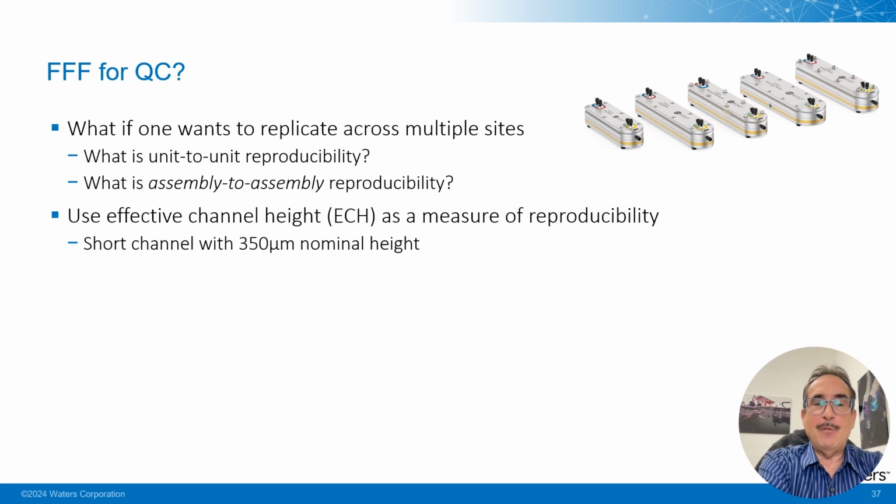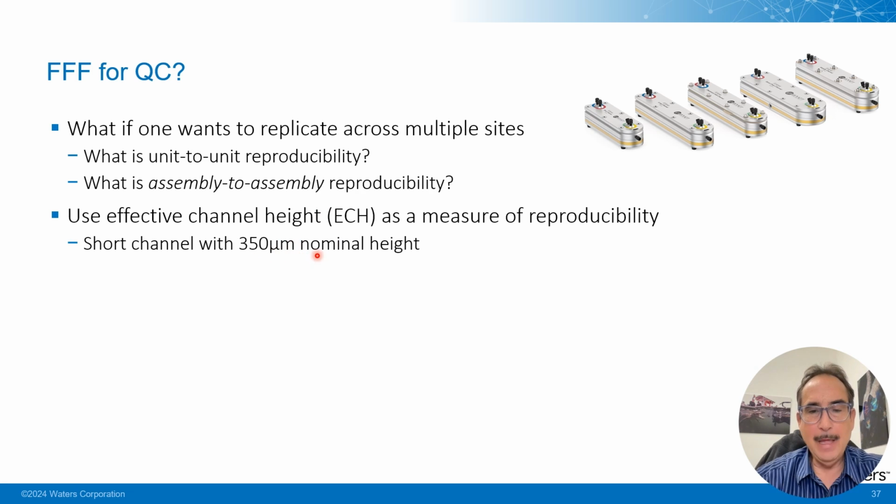And finally, we get a lot of questions on whether or not this technology is really robust enough that it can make the transition from analytical labs into quality control applications. So we've done the following experiment. If you want to replicate a system across multiple sites, it's really critical to get consistent performance from unit to unit, and of course, even more important, to get assembly-to-assembly reproducibility. So in this experiment, we took a series of short channels of different manufacturing dates, and we ran them with a nominal 350 micron nominal height.